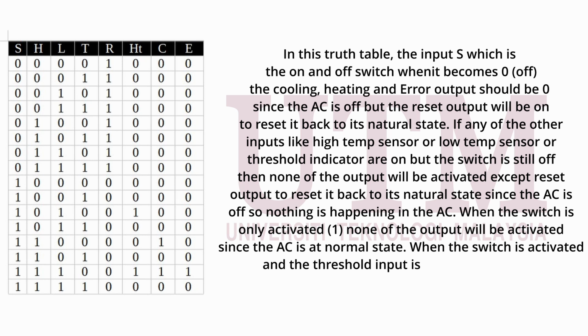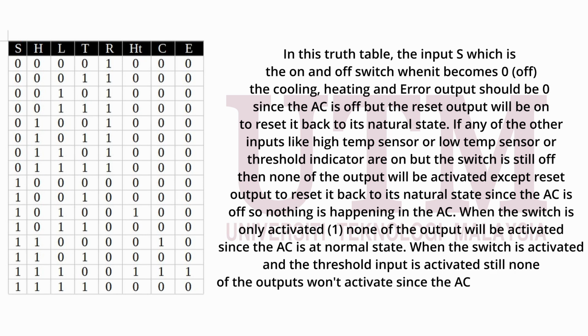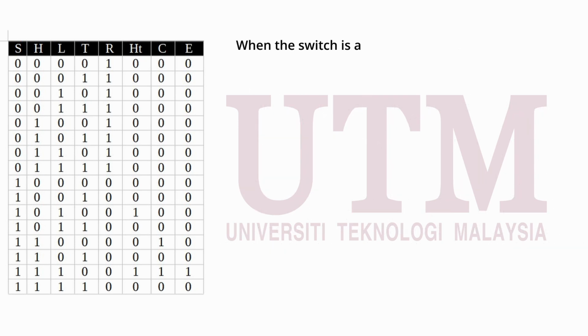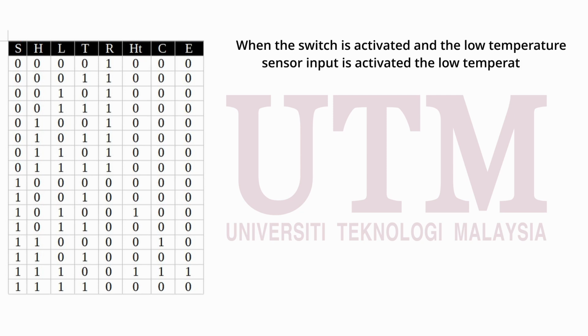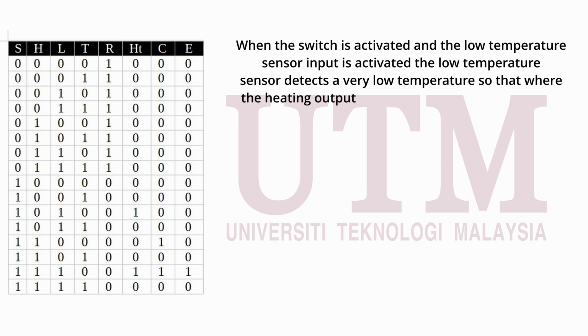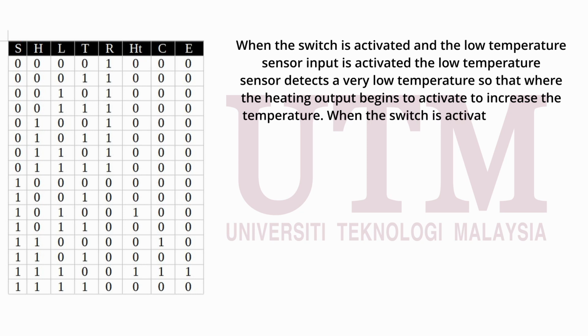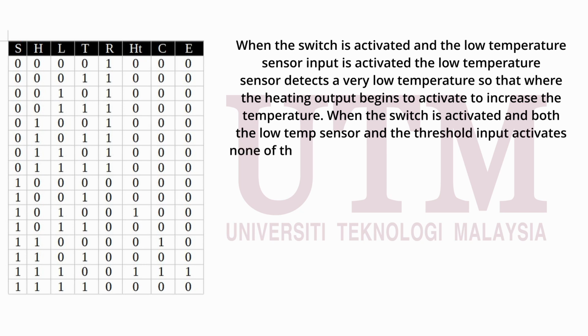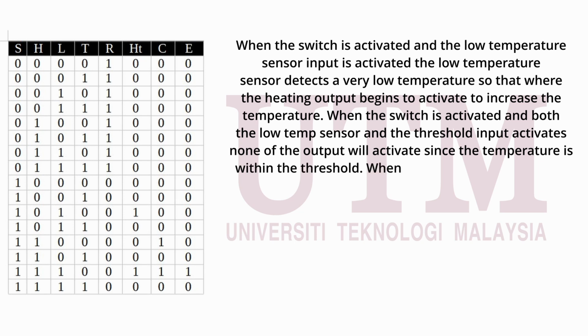When the switch is activated and the threshold input is activated, still none of the outputs will activate since the AC is at normal temperature. When the switch is activated and the low temperature sensor input is activated, the low temperature sensor detects a very low temperature, so the heating output begins to activate to increase the temperature. When the switch is activated and both the low temperature sensor and the threshold input activate, none of the outputs will be activated since the temperature is within the threshold.